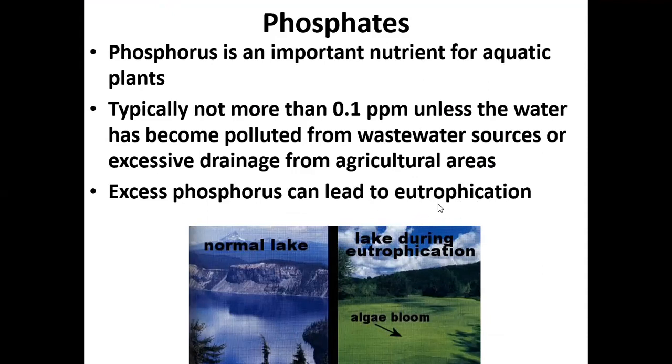So nitrogen and phosphorus can both, too much of that can lead to eutrophication. So here's your normal lake on the left, and you get this algae that grows in there normally, but when you get a lot of phosphorus, excess phosphorus and nitrates, then this algae grows, and basically it looks like it's completely covered the lake. So I want to delve into eutrophication just a little bit more here.